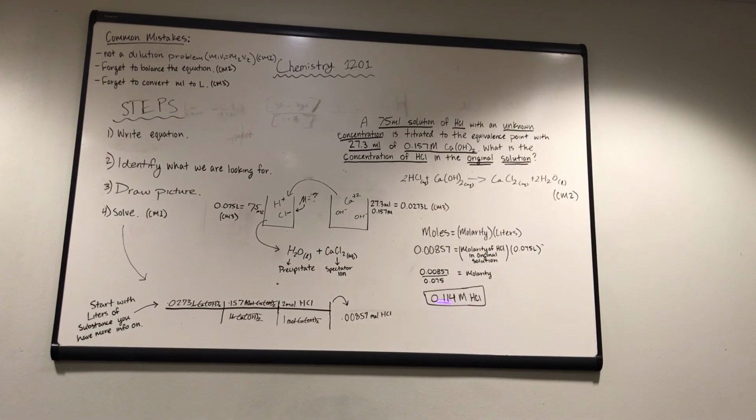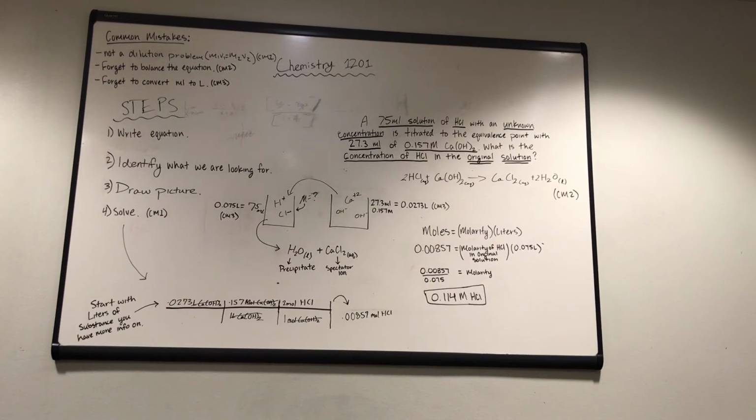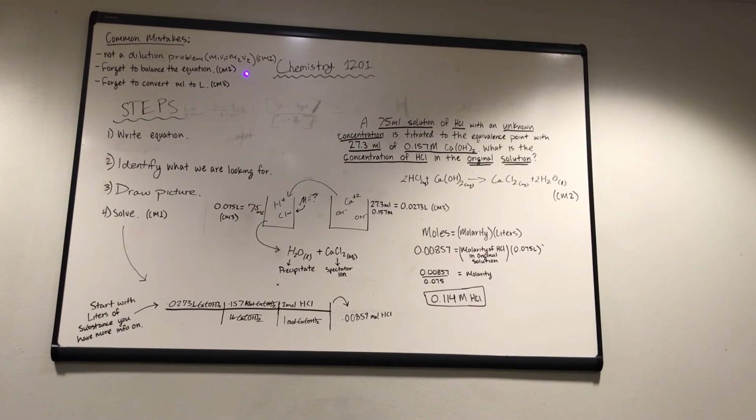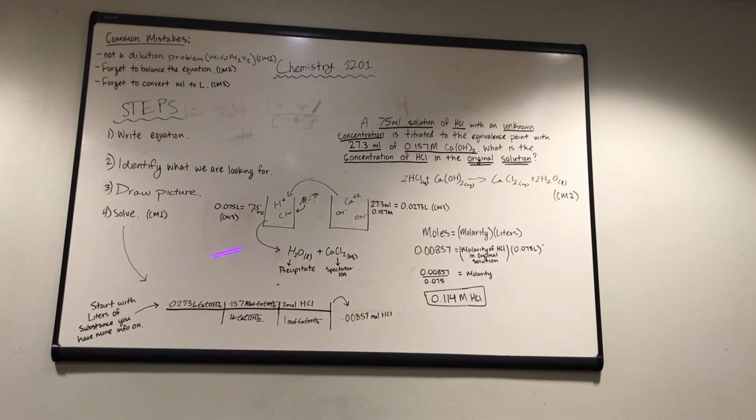So this is our answer, but some common mistakes that people make throughout this whole process is that you go into it thinking that it is a dilution problem, which is M1V1 equals M2V2, and that is not correct. You want to remember not to do that. Instead, you want to do the stoichiometry down here.